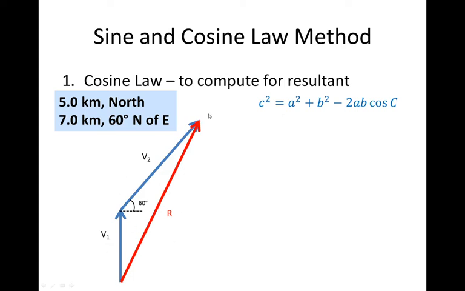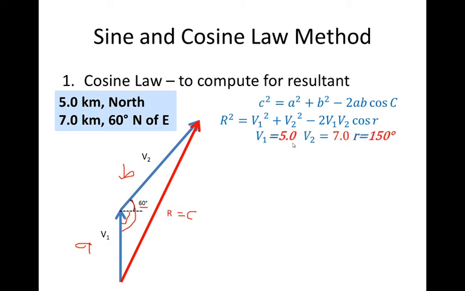And then in terms of our diagram, it will be R squared. So for c squared we have R squared, and then for a, this one will be a, this one will be b, and this one will be c. So we have R squared equals V1 squared plus V2 squared minus 2V1V2 cosine R. Since this one is side R, this will be our angle R. We know that angle R is 60 degrees plus 90 degrees. So our given is vector 1 is 5, vector 2 is 7, then our R is 150 degrees. So this is our formula.